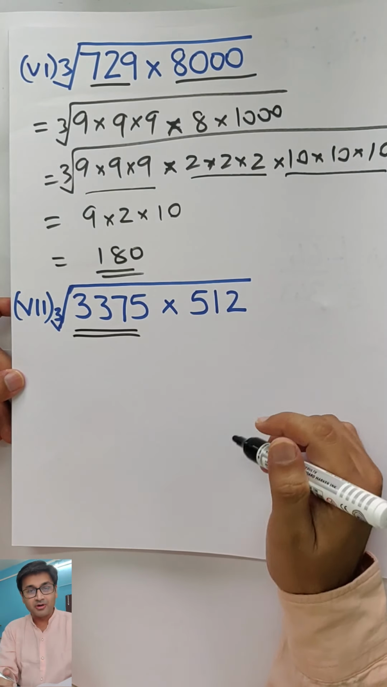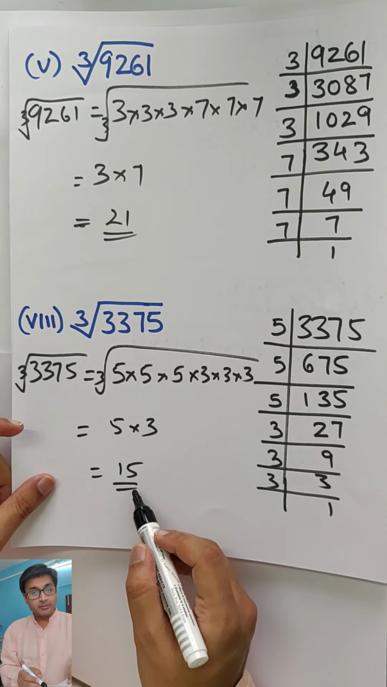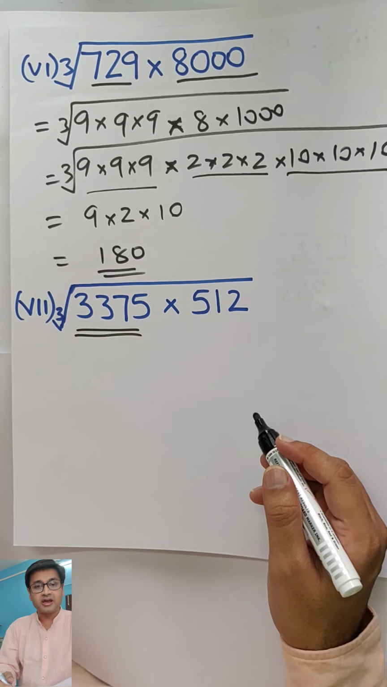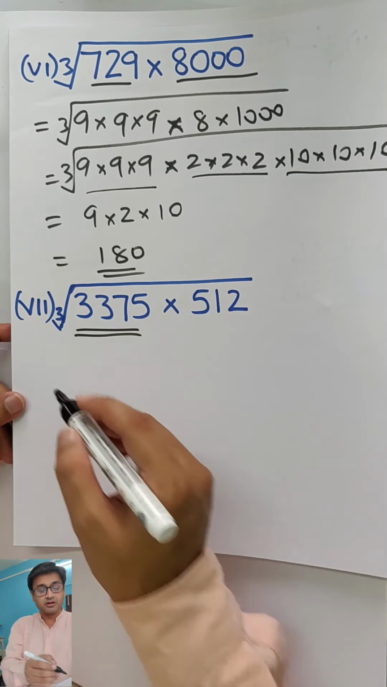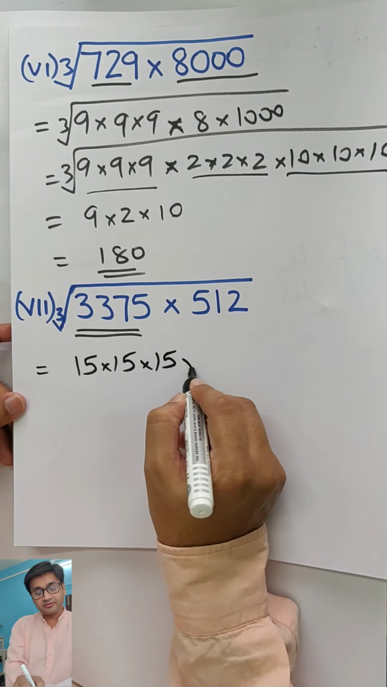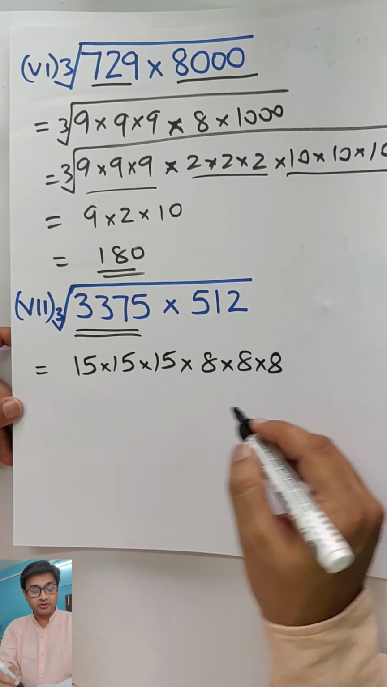3375. Vaguely do you remember? We did it recently. 15. Superb. We just did it here. So now if you remember this and if you are confident, you don't need to do this. You can do it directly because they have not told you to use the prime factor method. So let's save our time. 15, 15, 15, 8, 8, 8, because we know 5 and 2 is already 8.